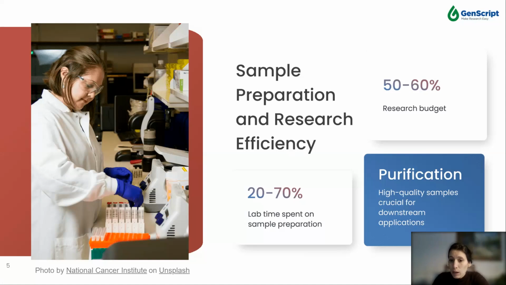What I wanted to deliver on this slide is that, typically, when we're looking at sample preparation and research efficiency, a laboratory professional or researcher is spending between 20 to 70% of their time just on sample preparation. In addition, a huge section of their budget is dedicated just to sample preparation. On average, it's between 50 to 60%, which of course is extremely cost prohibitive, and basically the research dollar doesn't stretch.